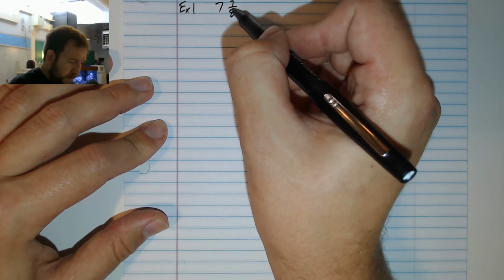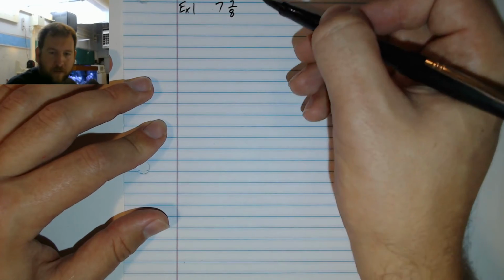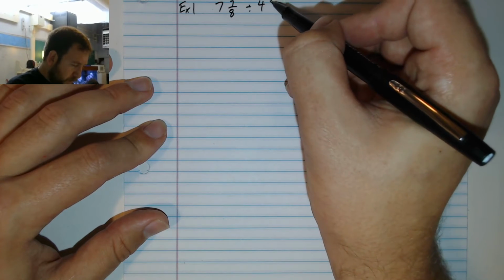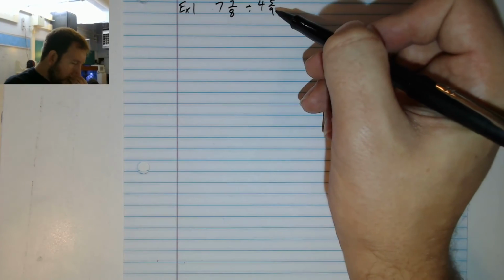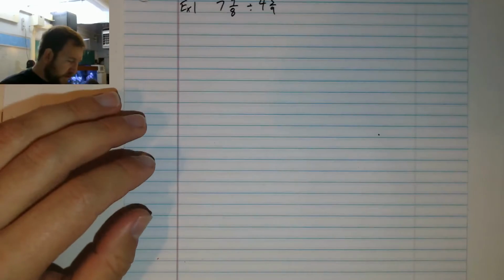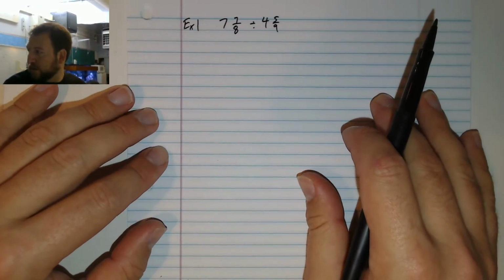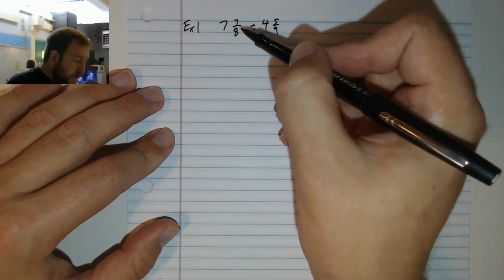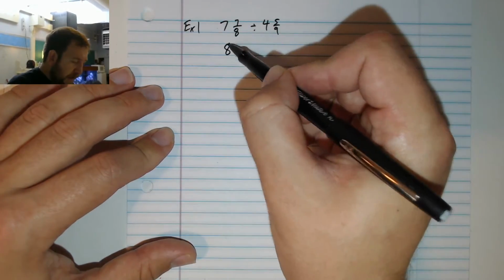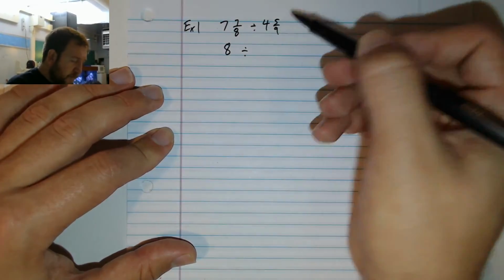A lot of 7/8 today. Divided by 4 and 5/9. We are definitely using our second method because we have mixed numbers instead of just fractions here. All right, so 7 and 7/8. 7/8, I know it goes to 1. So I have 8 divided by 4 and 5/9.